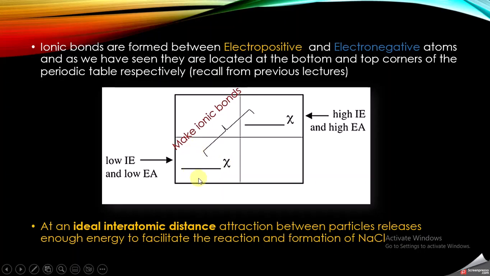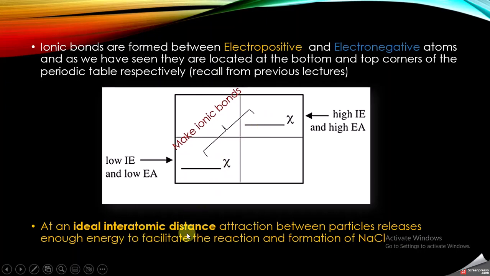They lie in the bottom corner of the periodic table, and the elements which have high ionization energy and high electron affinity form the negative ions, and these ones form the positive ions. So these negative and positive ions can form an ionic bond.